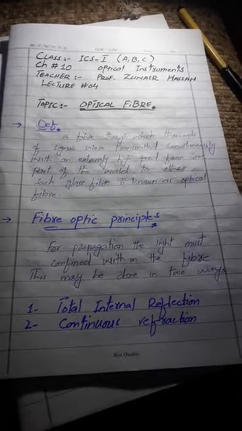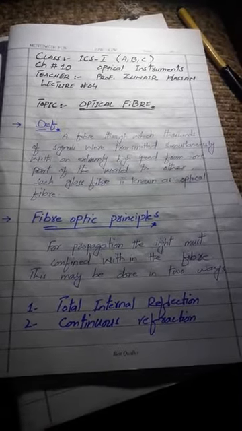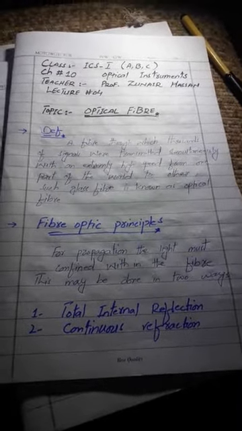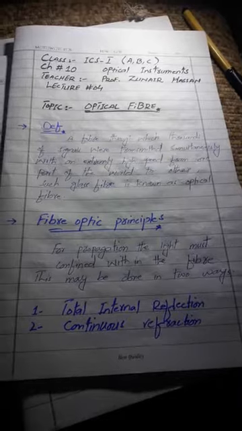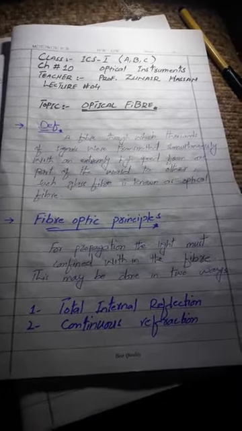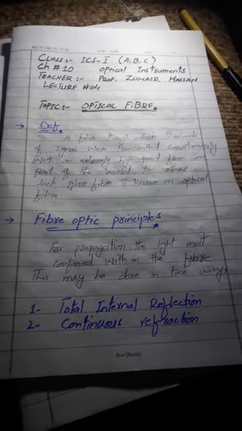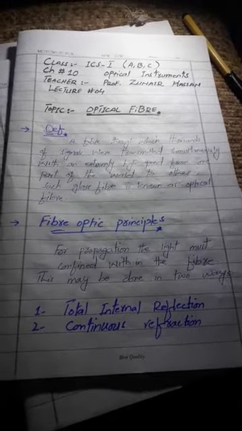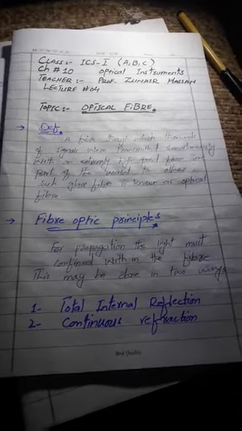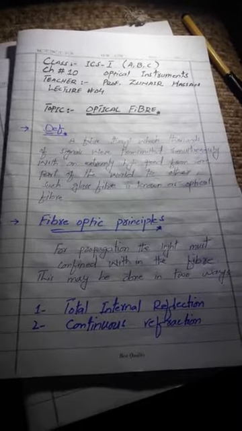The first one is total internal reflection and continuous refraction. These two are different phenomena. Reflection is basically when the light is traveling from one medium to another medium and strikes the boundary of the second medium, it reflects, it bounces back into the same medium. It comes back into the same medium.